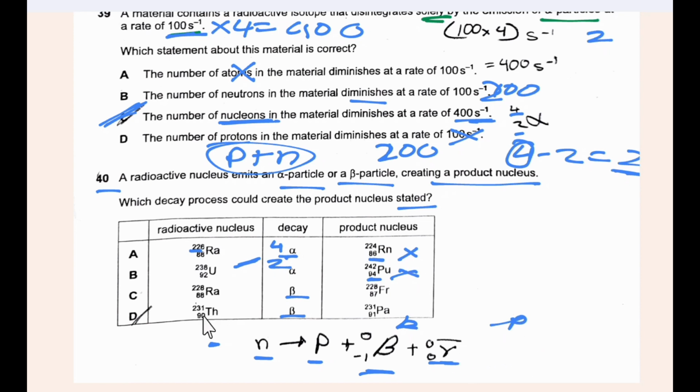So for this question, thorium 231 with 90 protons decays and forms Pa 231 with 91 protons. As we can see, the nucleon number remains the same, but the proton number increases by 1 since one more proton is formed, so the answer should be D.